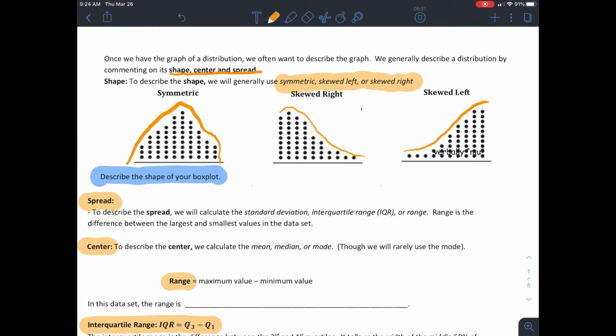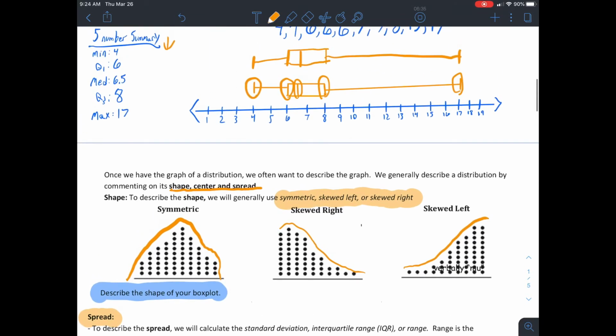And here's what skewed left looks like on a dot plot. So let's describe the shape of our box plot. Our box plot seems to be heavier on the left, like the skewed right example. So I'm going to say our box plot is skewed right.